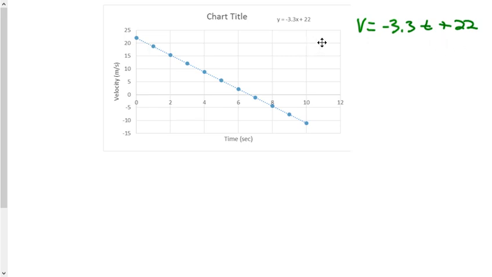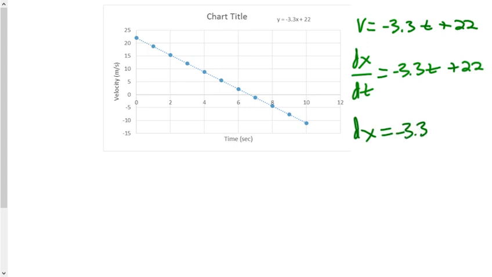Okay, now let's analyze that a little farther. Velocity is the slope of the displacement-time graph. So what really is velocity? Well, it's dx/dt, x standing for displacement and t for time. So dx/dt equals negative 3.3t plus 22. Let's apply the separation of variables technique. Let's move dt to the other side. So really we have dx is equal to (negative 3.3t plus 22), and then we'll sneak in a dt outside of that.